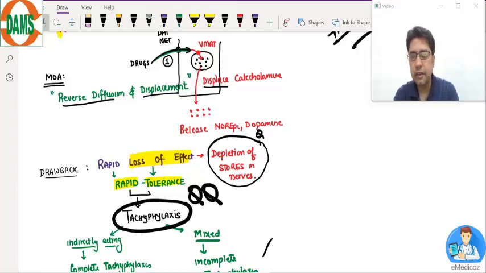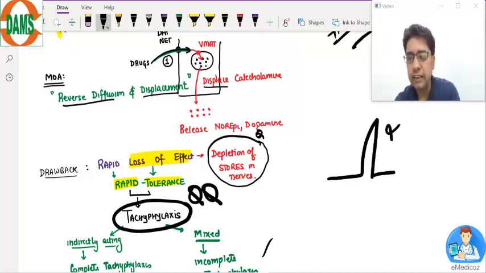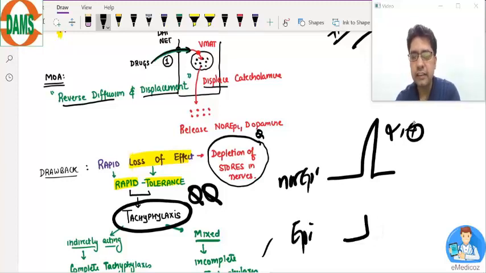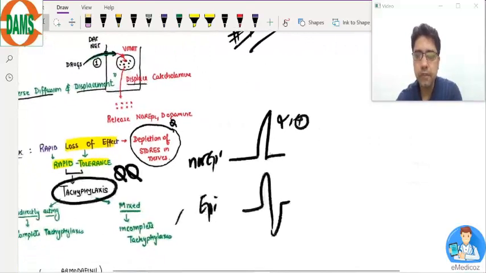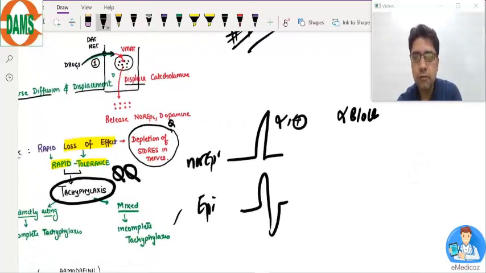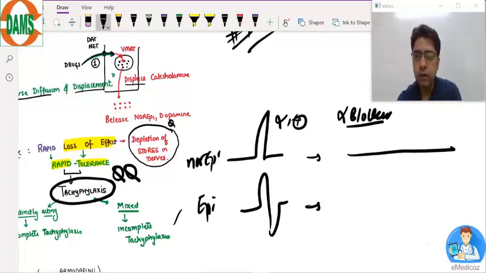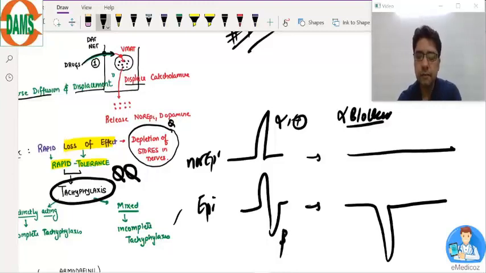Yes, alpha blocker given with norepinephrine will reduce BP. You're absolutely right, Nikhil Bisen, that when we give alpha blocker with norepinephrine, the BP will not increase. Norepinephrine produces an effect like this, and epinephrine produces an effect like this. Now, when you give alpha blocker, what will happen with norepinephrine, normal line, and what will happen to epinephrine, this line.